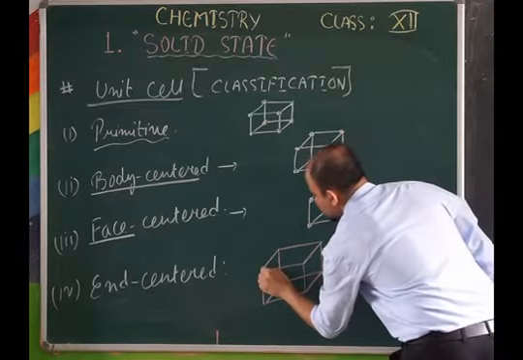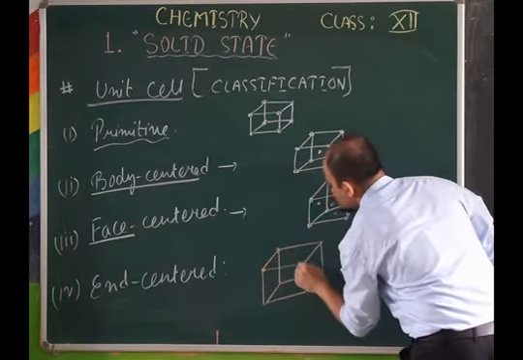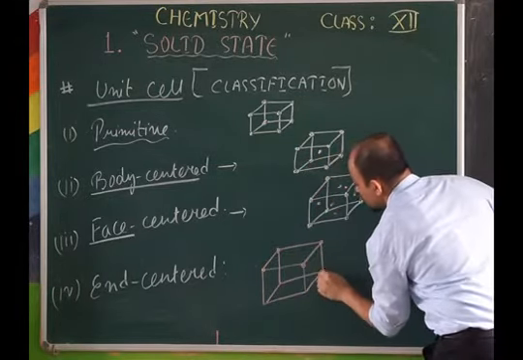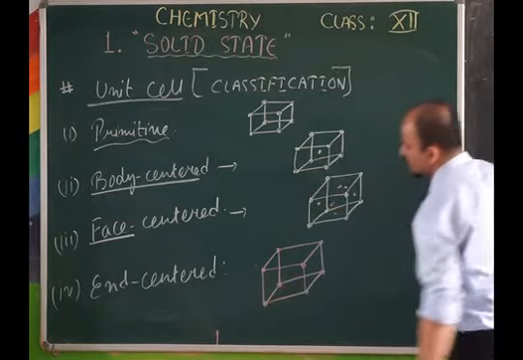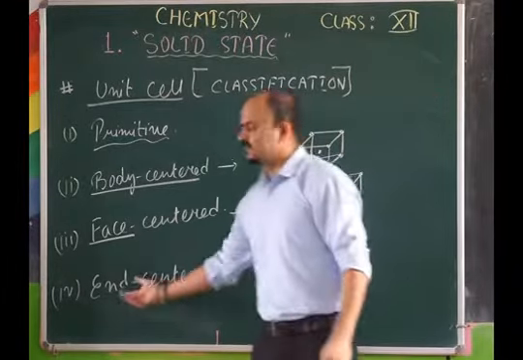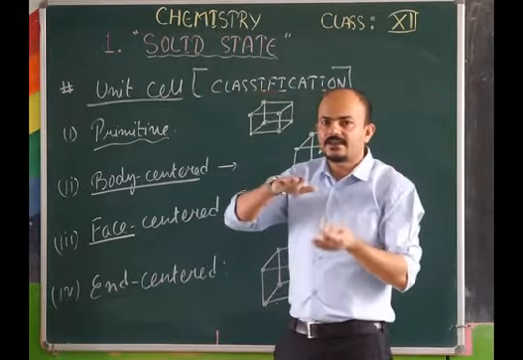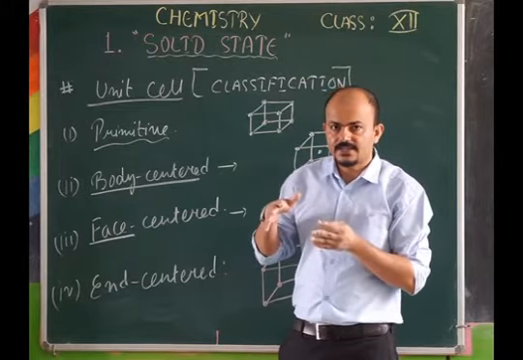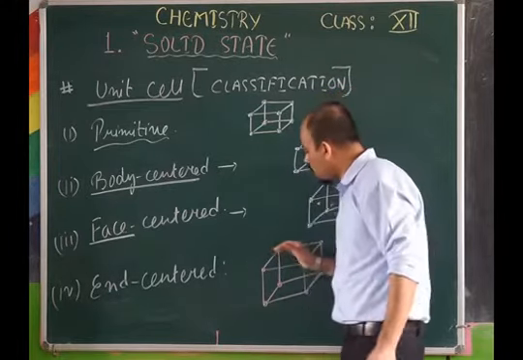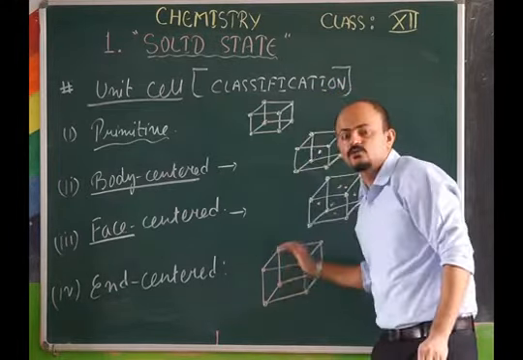Obviously, you will be having constituent particles at the corners. 1, 2, 3, 4, 5, 6, 7, 8. And end-centered means at any 2 of its faces out of 6, and at 2 opposite, not any, 2 opposite faces, it will have atoms, the constituent particles.